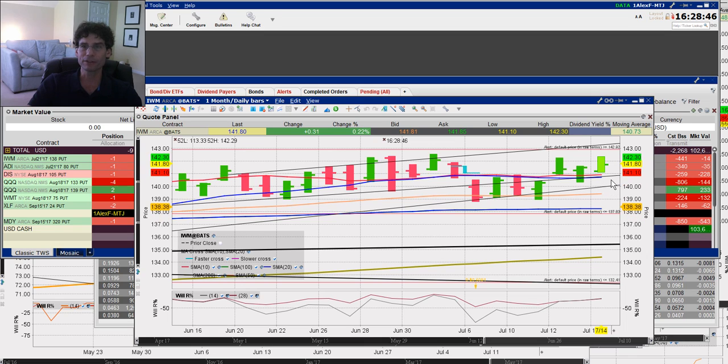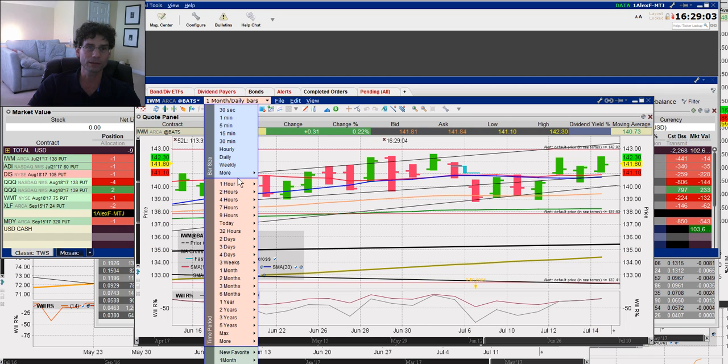It made it back above its 10 and 20-day moving averages. That's good. Might have resistance here. This is an old alert I had in here, so I didn't even extend the chart all the way back. But it seems to be stuck in this trading range, kind of between 138 and 143-ish.